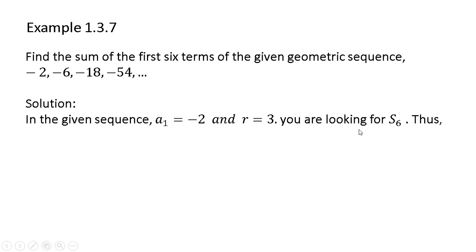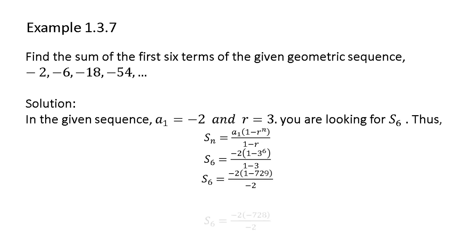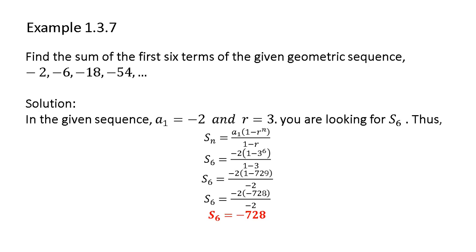Since we're looking for s sub 6, we'll use the formula s sub n equals a sub 1 times 1 minus r to the power of n over 1 minus r. So substitute. So we have here the sum of the given sequence is negative 728. I did this directly. So 1 minus 3 to the power of 6, that's 729. 1 minus 729 is negative 728. Negative 2 times negative is positive, but we have another negative here, so the answer is negative. Be careful with the signs.